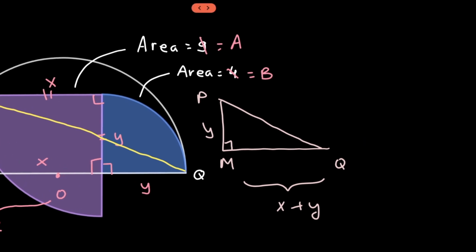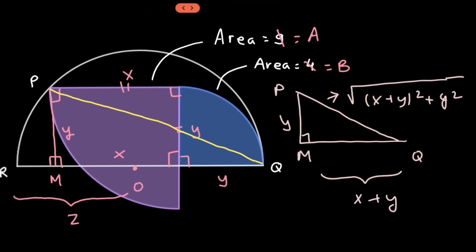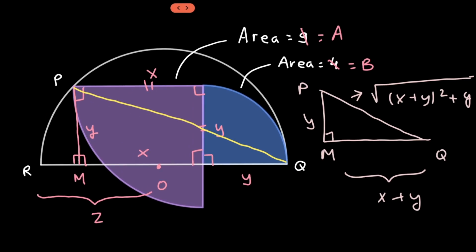Therefore by Pythagoras theorem, the length of PQ, that is the hypotenuse, would be equal to the square root of (x plus y) the complete square, plus y square. Okay, this is the length of PQ. Now again look back to the diagram and this time draw one more line segment joining the point P and R. Okay, so here we have drawn the line segment PR.